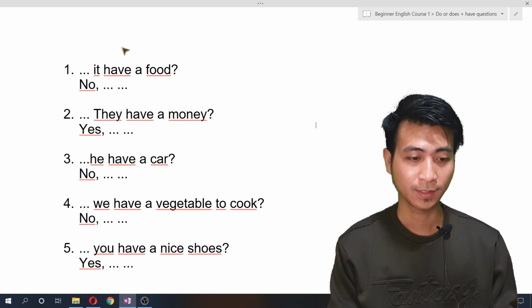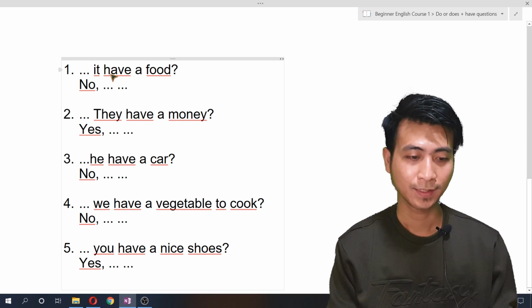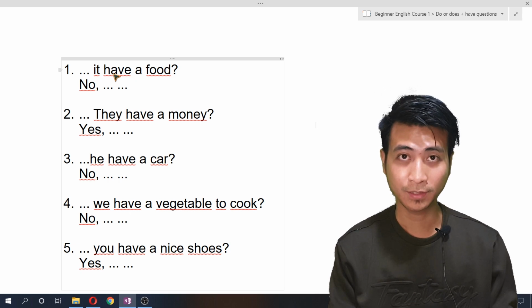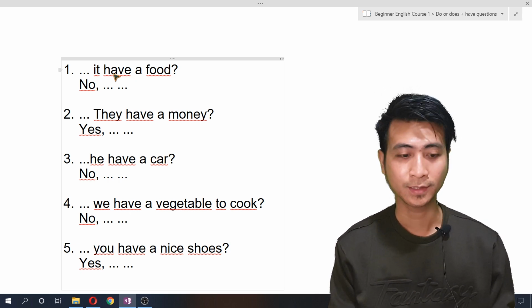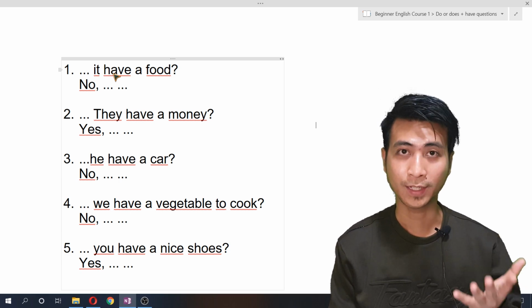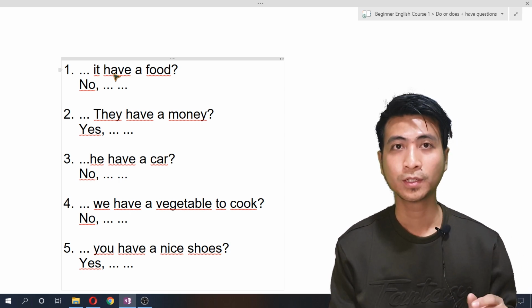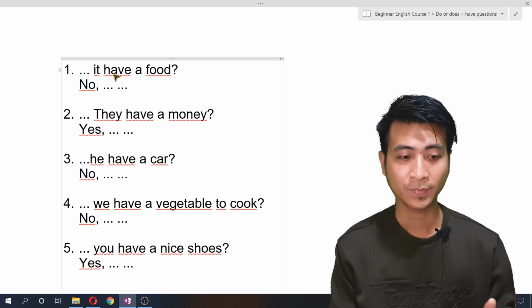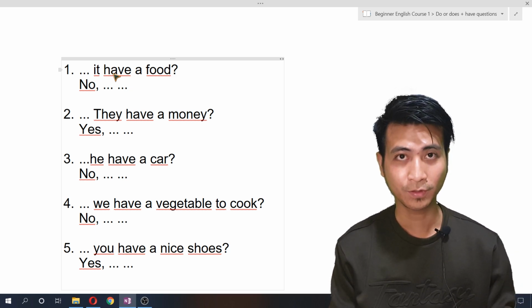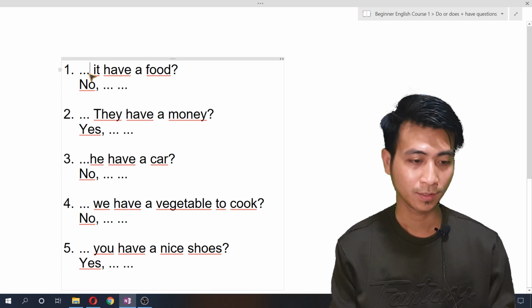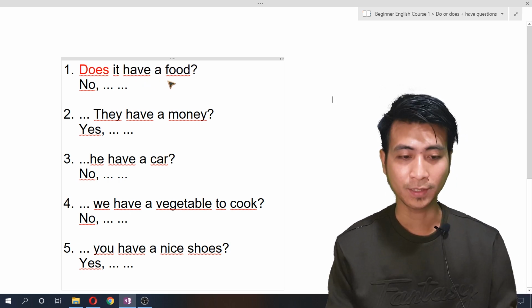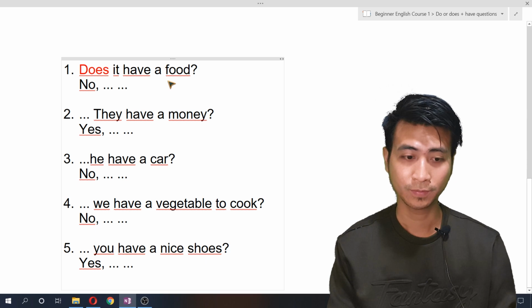Here let's look at the subject. Here the subject is it. As we know, the subject it is the third singular person. So in this lesson we have to use do or does. Remember, for do we use it for the plural subject and specially for the subject I, and we use does for the third singular person. Okay, so we put here does. Does it have a food?